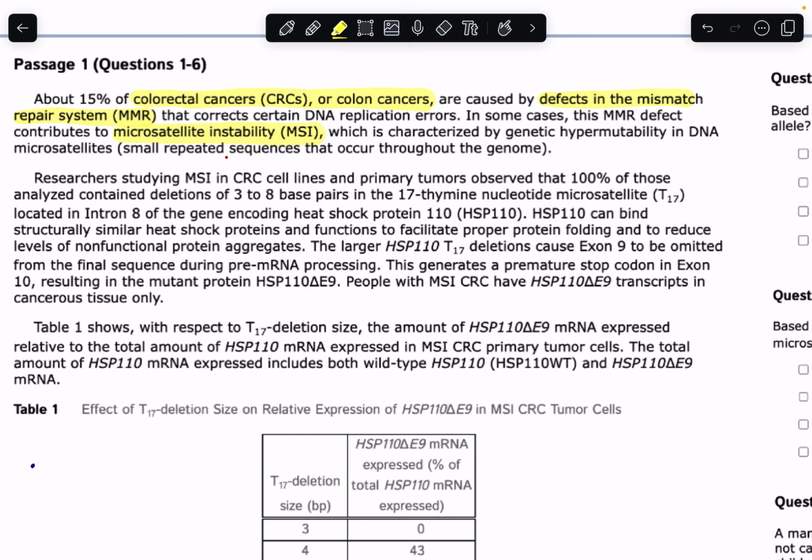All right, second paragraph. Researchers studying MSI in CRC cell lines and primary tumors observed that 100% of those analyzed contain a deletion of 3 to 8 base pairs in the 17-thymine nucleotide microsatellite located in intron 8 of the gene coding heat shock protein 110, HSP110. Okay, wow, this is a long sentence, right? It has a lot of information, but it's okay. We can just break it down, right?